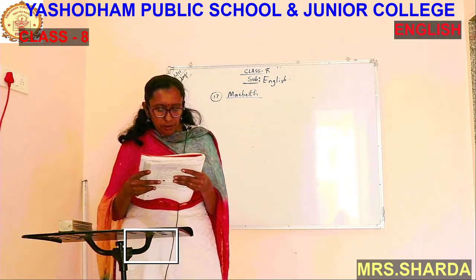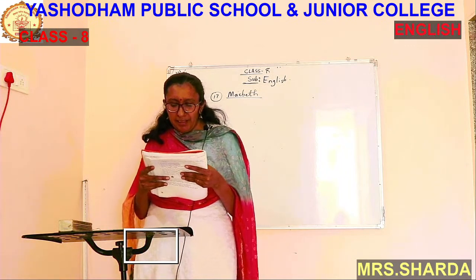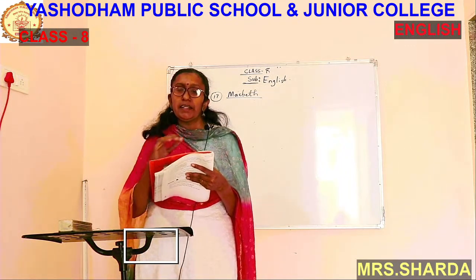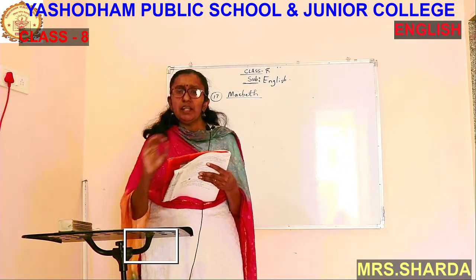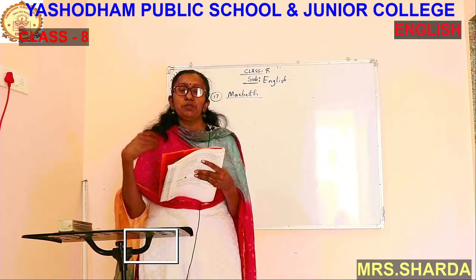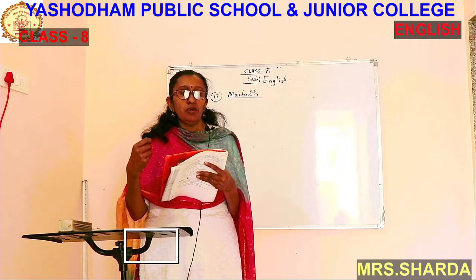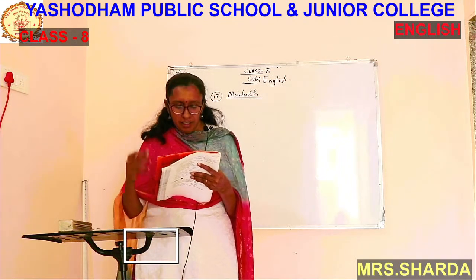Macbeth kills the good and kind King Duncan. And in this, he killed the good king and kind king, who was Duncan. He killed him. Because he wanted to pursue his ambition, he wanted to be the king of the Scotland. So that's why he killed King Duncan.